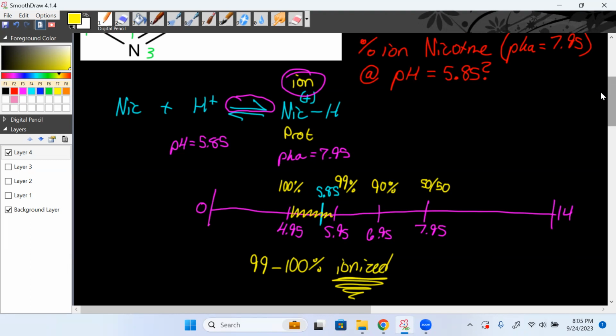The reason why I'm being this stingy is because I don't know if potentially on the exam he makes this open response and he says, write in the answer. Because if you write in 99 to 100% ionized, if you just report the percentage, you're not actually telling me what the answer is.